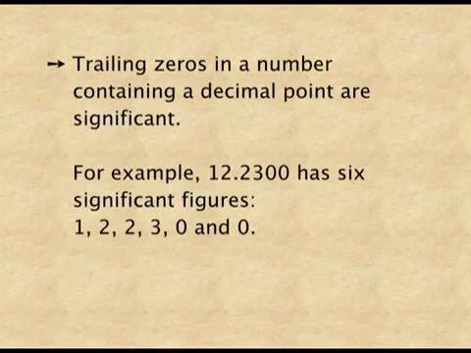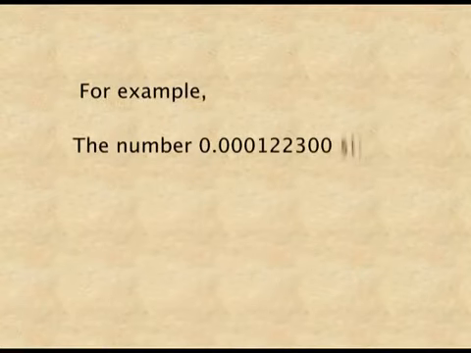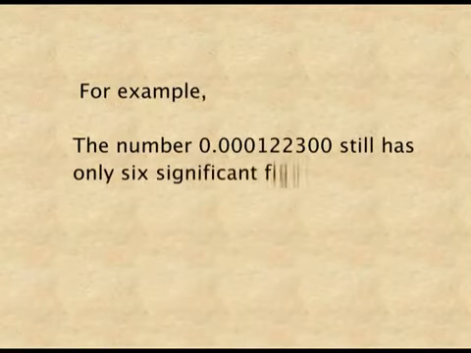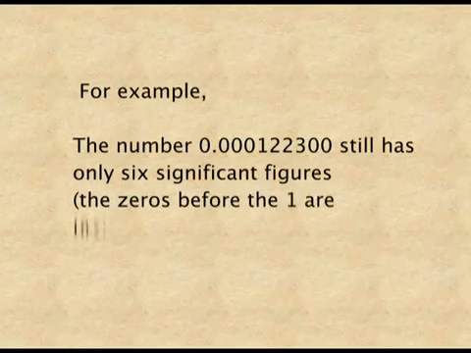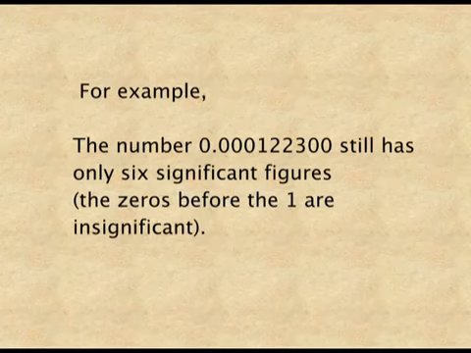Now let me take another example. 0.000122300 still has only 6 significant figures because all the zeros before 1 are insignificant. So we have to follow all these rules while writing the significant figures.